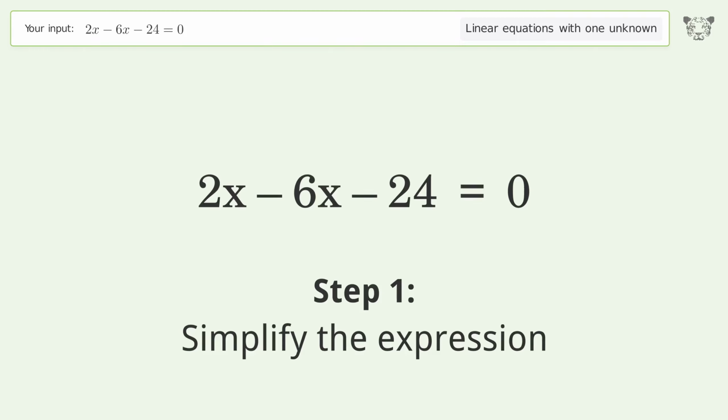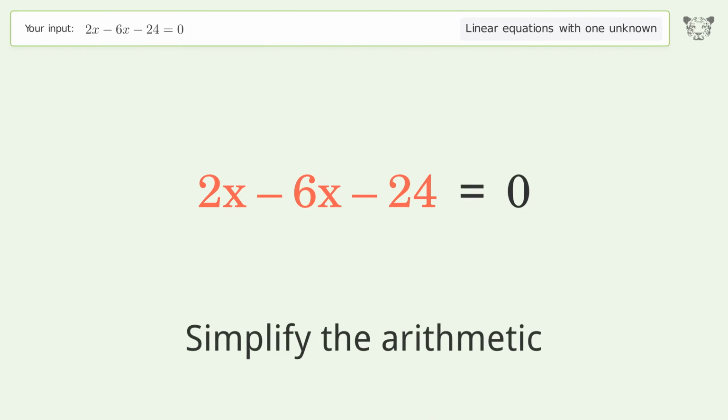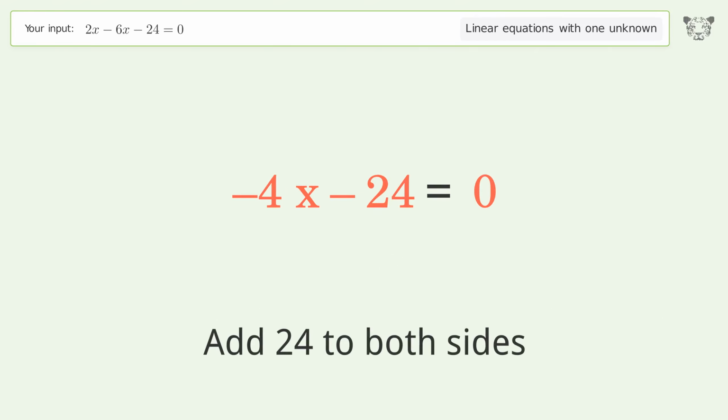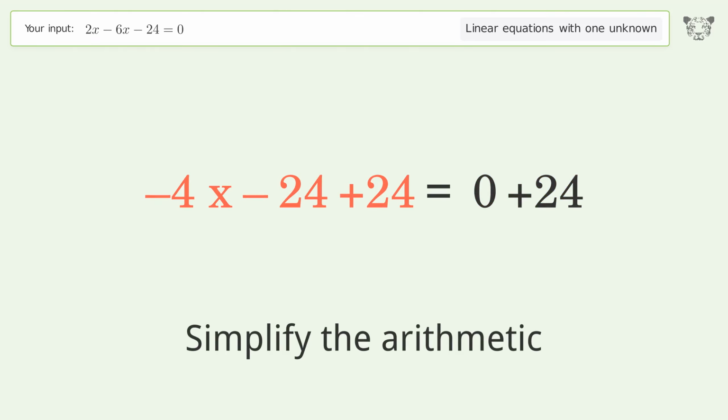Simplify the expression. Simplify the arithmetic. Group all constants on the right side of the equation. Add 24 to both sides. Simplify the arithmetic.